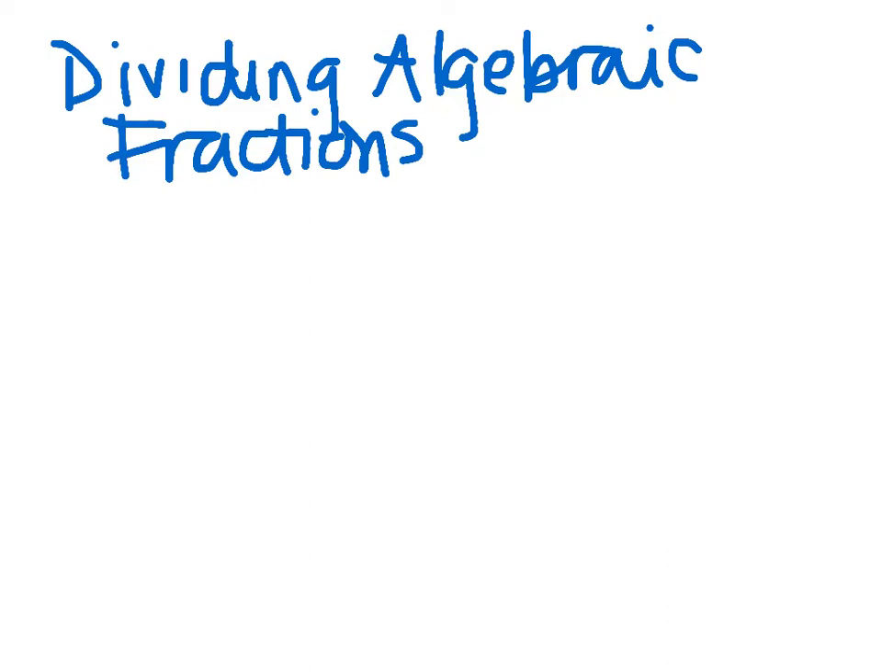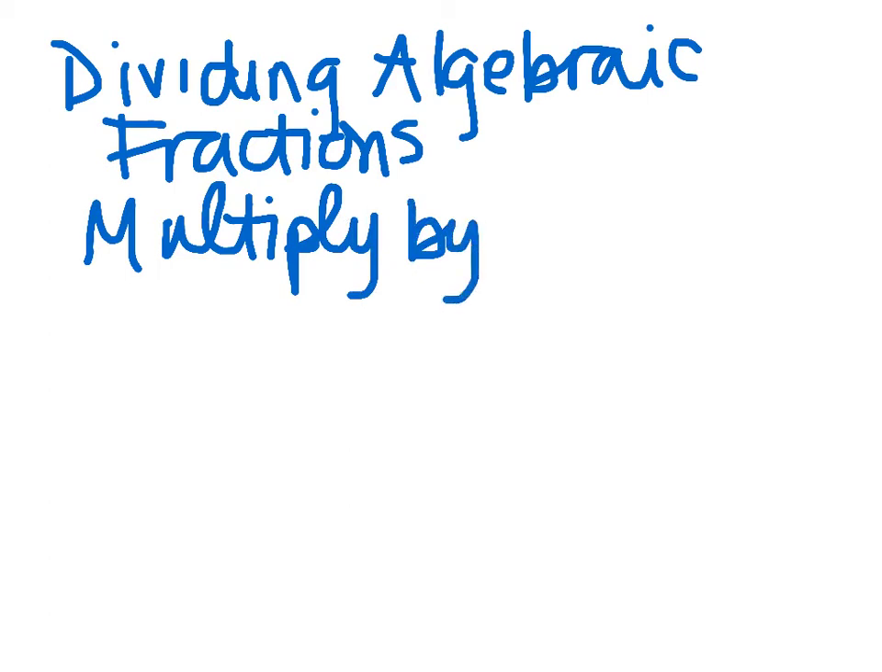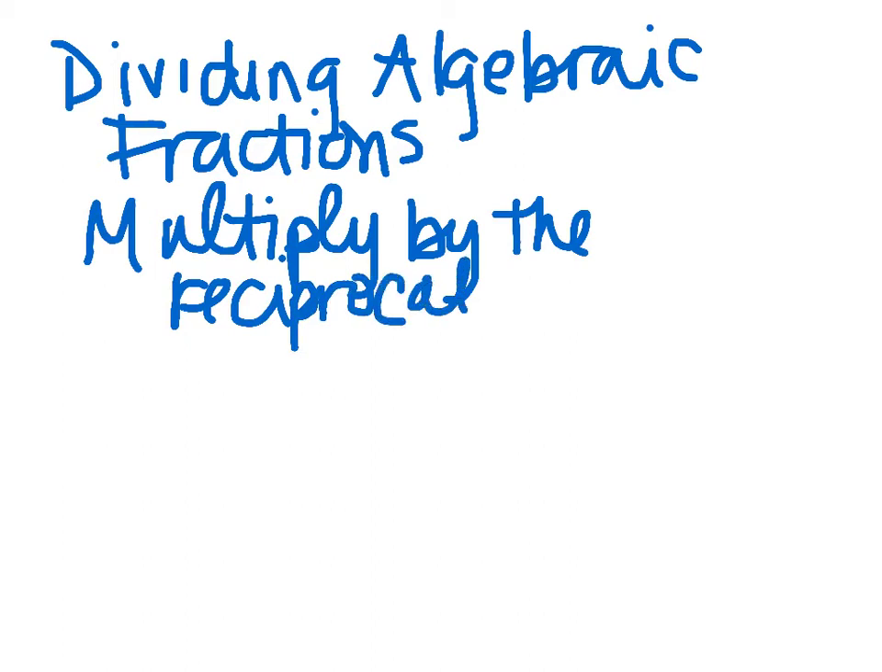Just like in arithmetic, if you know how to multiply fractions, you also know how to divide fractions. Because to divide fractions, you multiply by the reciprocal. In other words, you flip the second fraction. And so if you're flipping the second fraction, you're then following the rules for multiplication. So let's look at what this looks like.